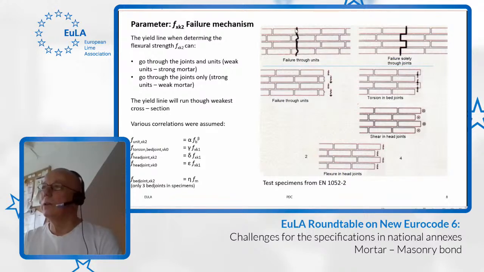If we look into this failure through the units, we have, of course, the bending strength from the units. We have flexural strengths in the head joints, and we have the flexural in the bed joints here. So the capacity comes from 3 things when it comes to failure through the units. When you have the failure solely through the joints, the capacity comes from several other points. That is torsion in the bed joints, that is shear in the head joints when the failure is coming, and it is flexural in the head joints. And of course also there is the bed joint itself that has some bending capacity.